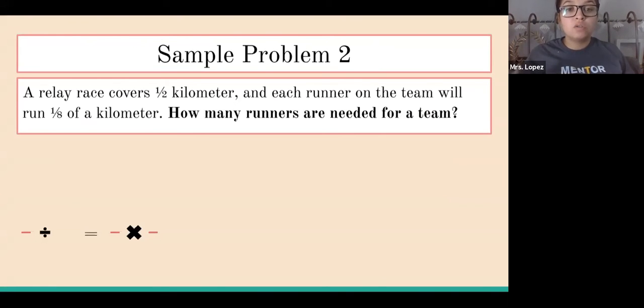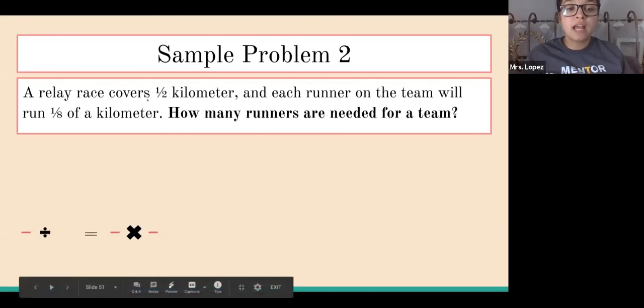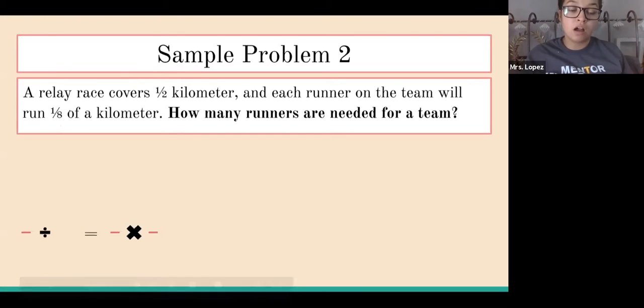So I want you to think of your steps. I want you to write out your fractions first. Use the word problem, write out your fractions. So we want to know how many runners are needed for a team when one person on the team runs 1/8 of a kilometer and the race is half a kilometer. So our first fraction is half a kilometer, and we're dividing it by 1/8 of a kilometer.